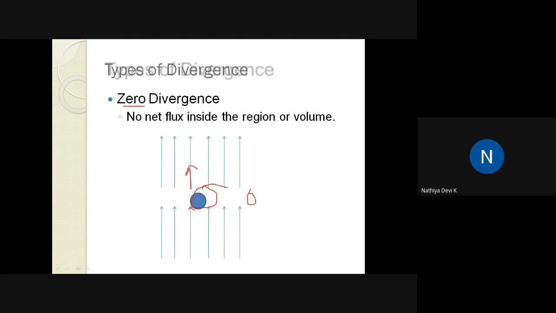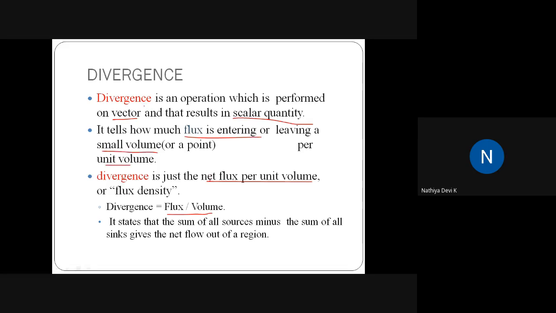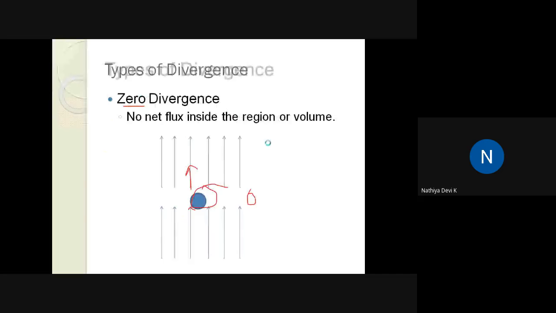What is meant by divergence? The definition of divergence is net flux per unit volume. Flux is also called lines, right? The number of lines entering or leaving a volume per unit volume. Here an equal number of lines are entering and an equal number of lines are leaving. Therefore, this divergence is called zero divergence.